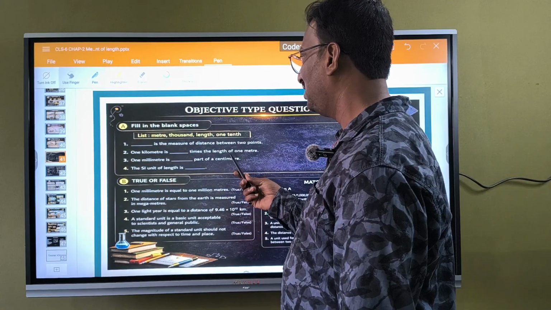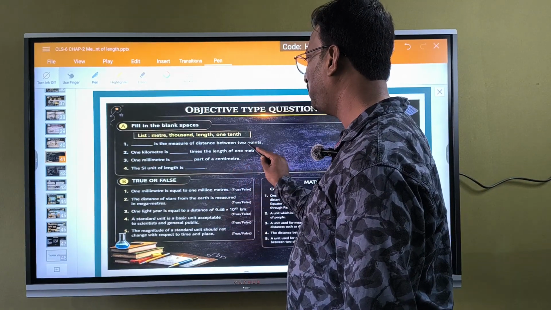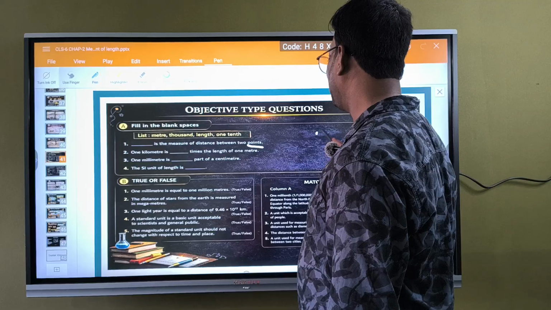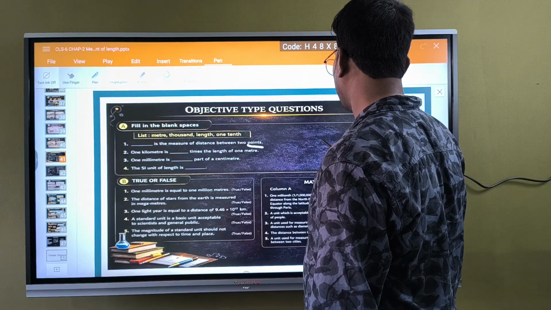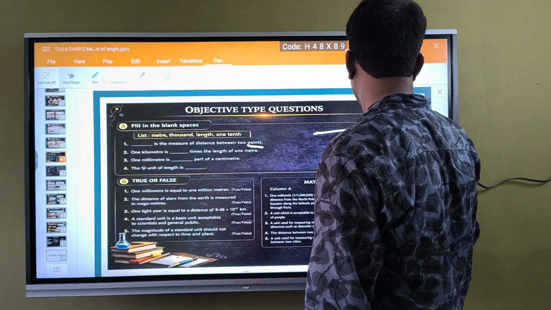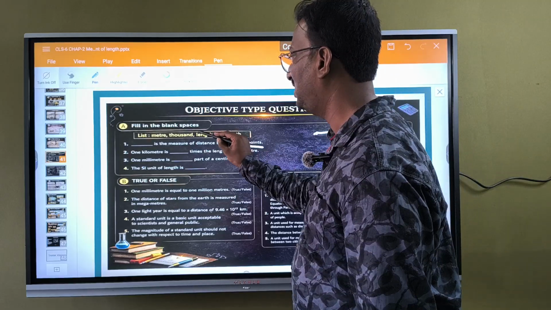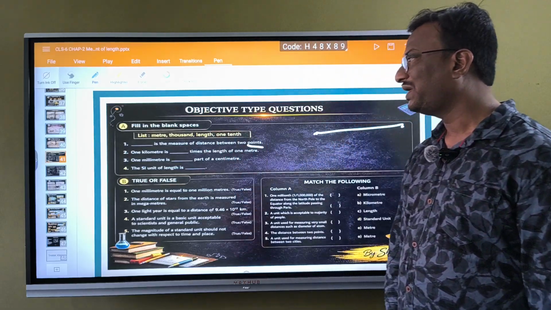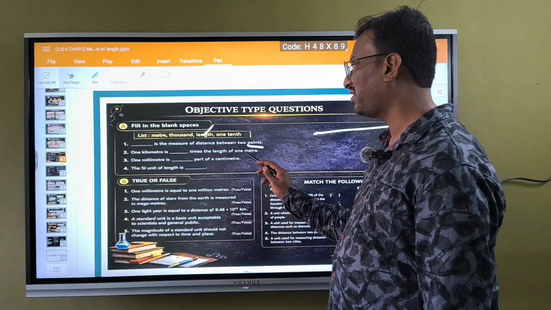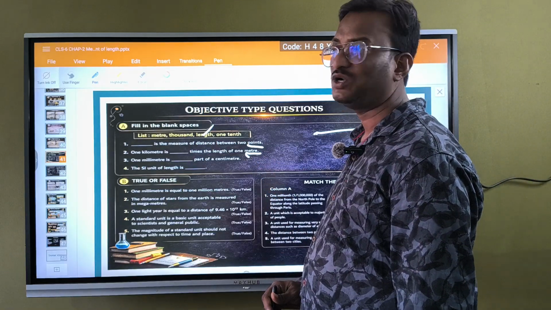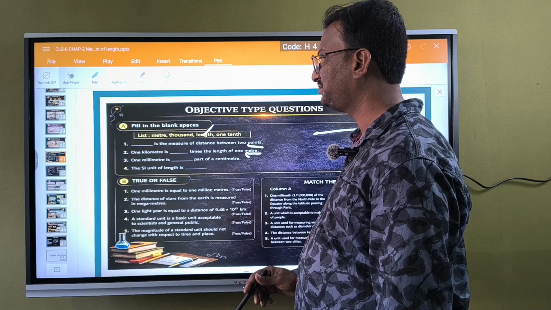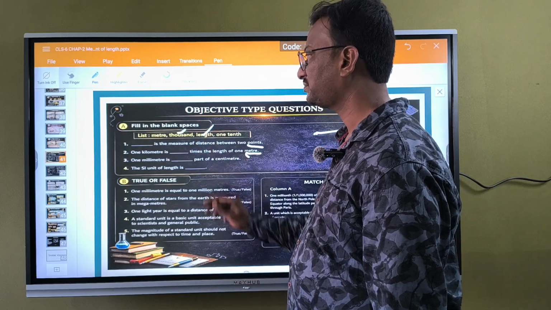Dash is the measure of the distance between two points. The measure of distance between any two points is called dash. This distance we call length. 1 kilometer is dash times the length of 1 meter. How many meters is equal to 1 kilometer? 1000.